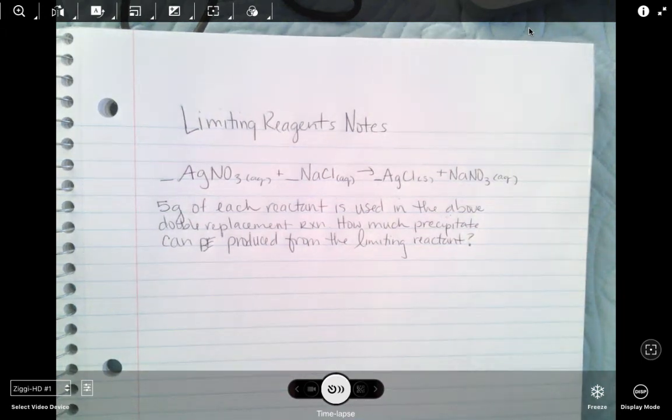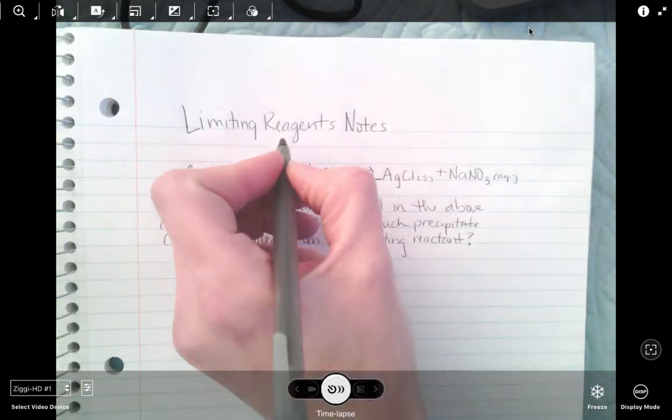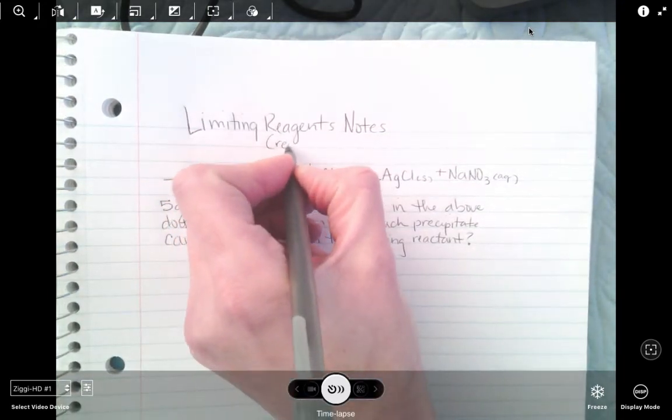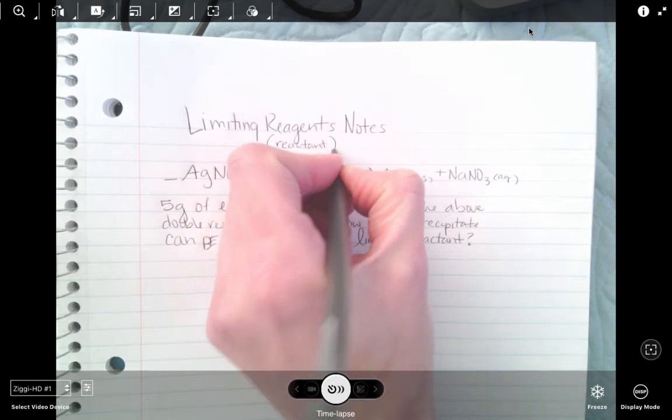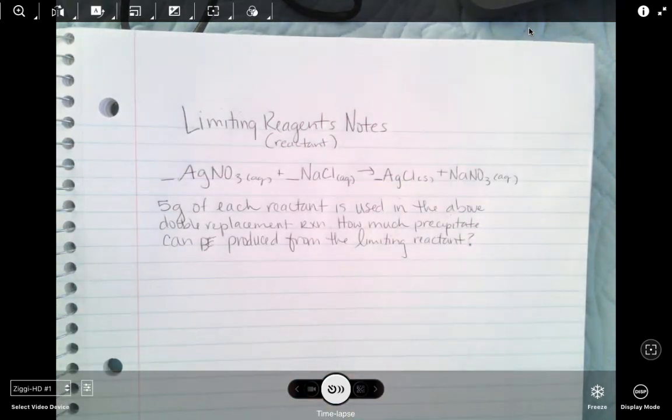We are going to be talking about limiting reagents, and you're going to hear me use the word reagent and reactant interchangeably. A limiting reagent is one of the reactants in a reaction that is going to limit that reaction.